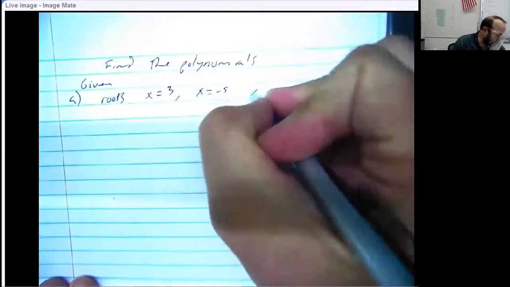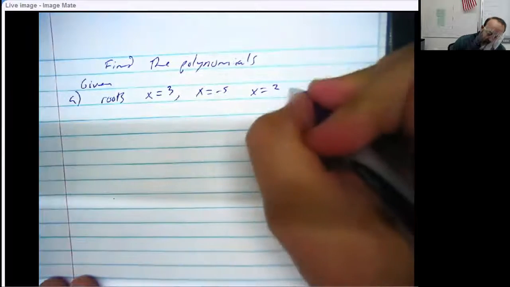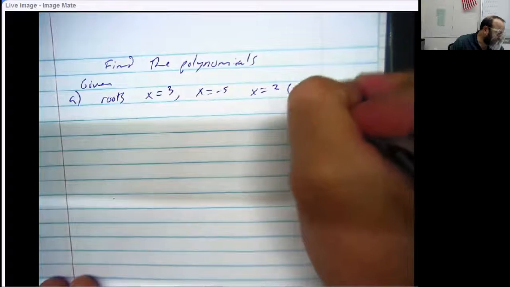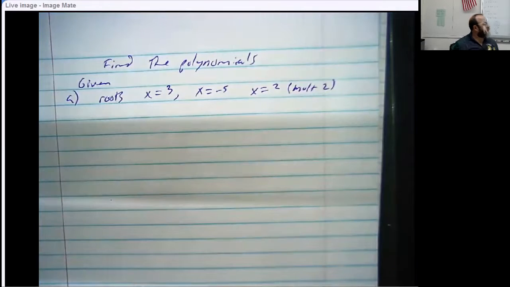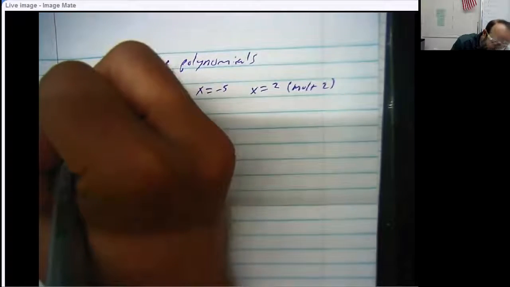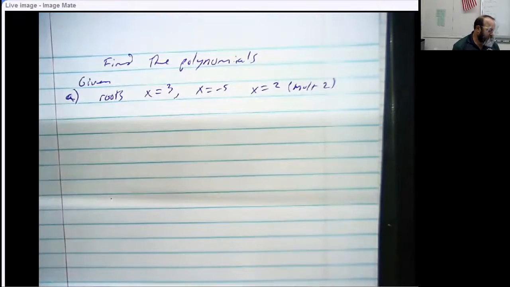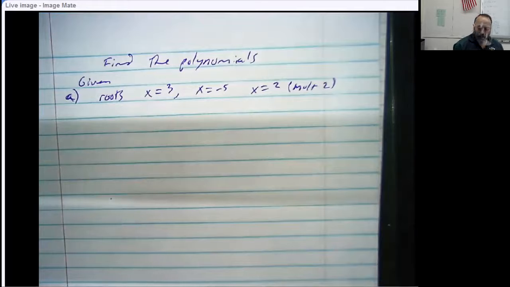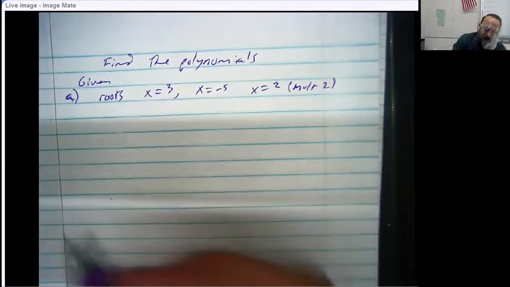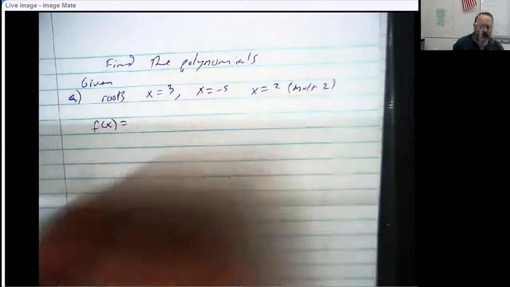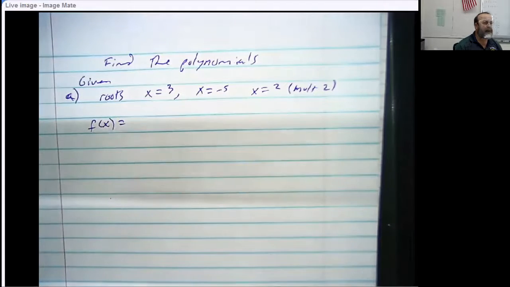So here's what we're going to do. We're going to say, given a polynomial that has roots at x equals 3, x equals -5, and x equals 2, and I'm going to put multiplicity 2. So what I'd like to do is see if we could go through that process, and we've already done that. But what I do want to do is make it just a smidgen harder. And so if we had some function that has those roots, guys, what would the first thing be?